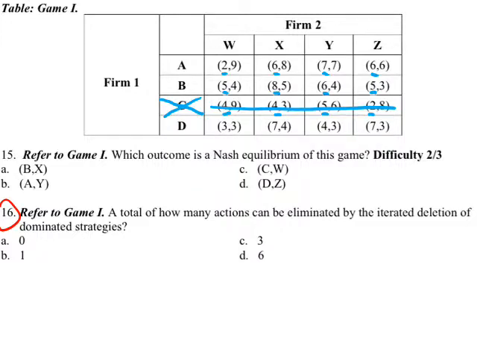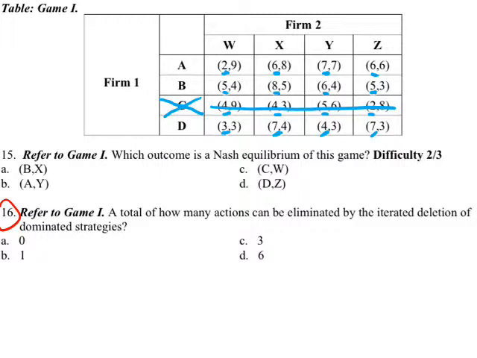Let's compare D and B. 3 lower than 5, 7 lower than 8, 4 lower than 6, 7 higher than 5. So there is no dominated strategy between B and D. Let's compare now D and A. 3 higher than 2, 7 higher than 6, but 4 lower than 7. So there is no dominated strategy between A and D.